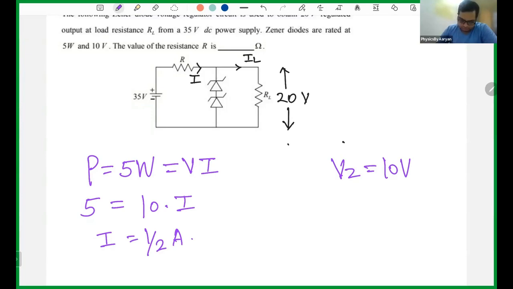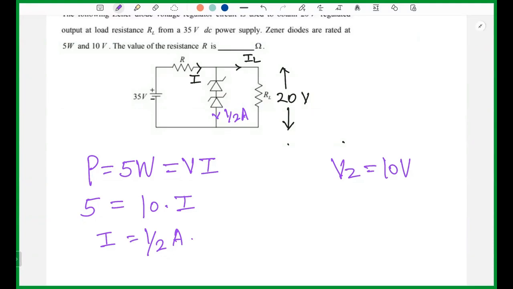Okay. So this current through the diode is the maximum current which can come, which is half an ampere. You cannot have more current than this. If you get more current than this, then you are in trouble. Your device will burn.